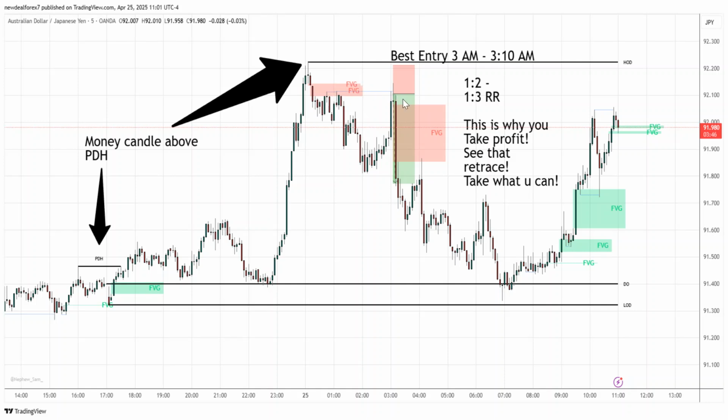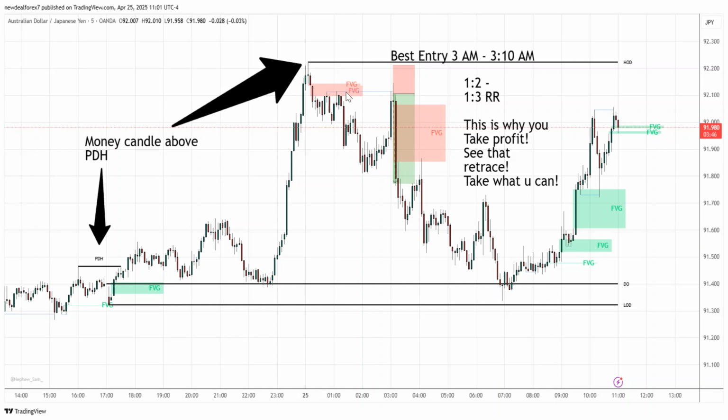So the perfect entry was right in here between 3 a.m. and 3:10 a.m. Sometimes price moves very fast at these levels, so you got to be ready. Okay, so trading that, you see, you went right into profit. Boom, you were out in 5 minutes. Okay, this is a 1 to 2 or 1 to 3. All right, this was a 5-minute trade. Done. That's the power of this.